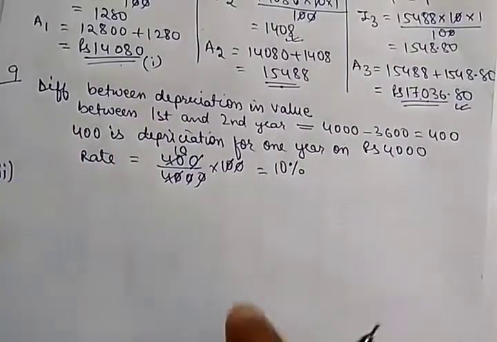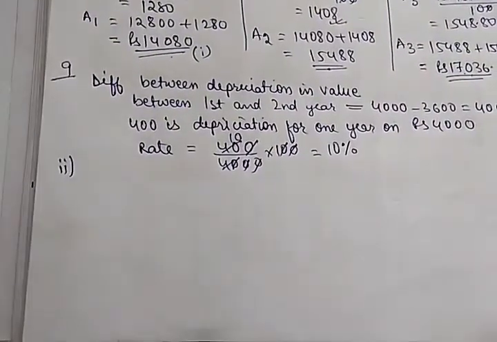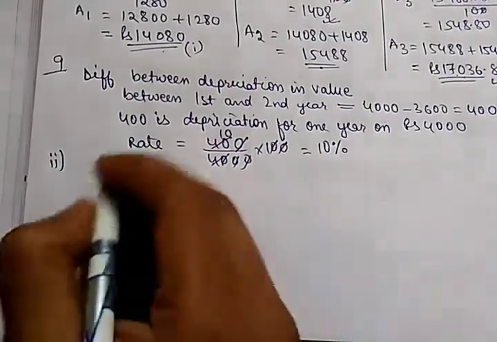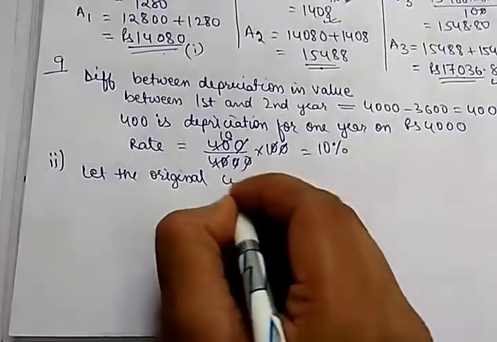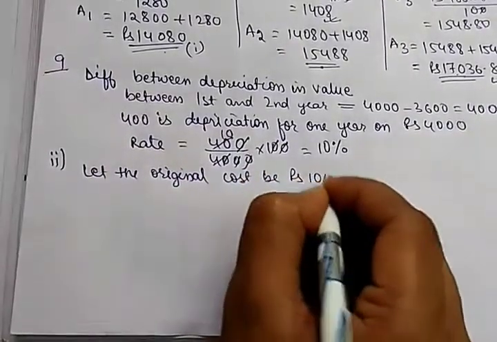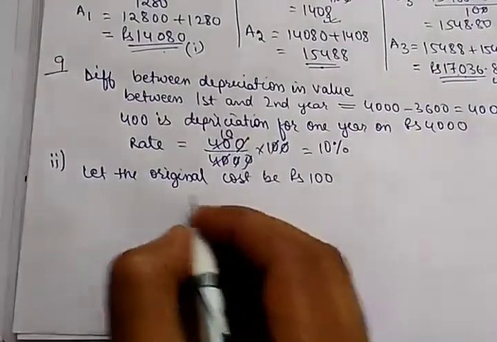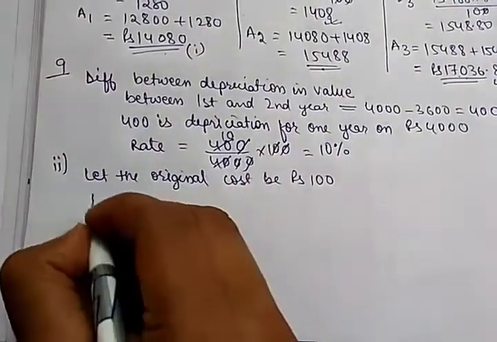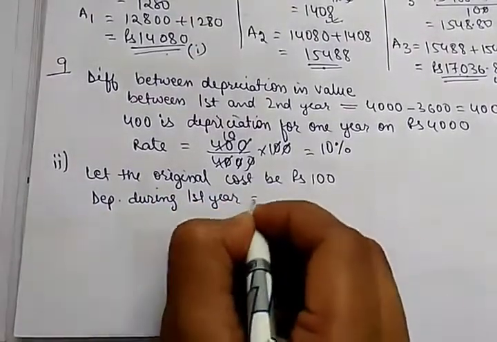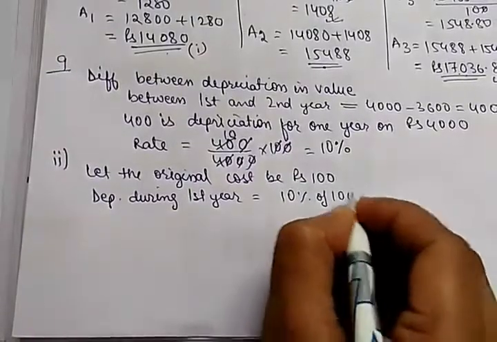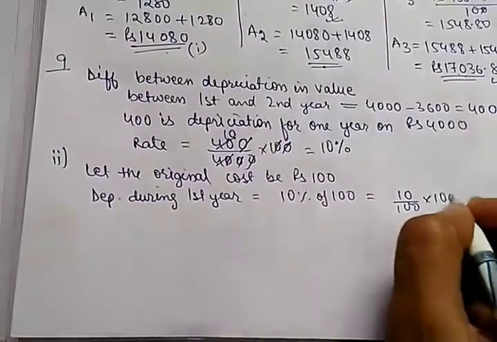Second part, the original sum of the machine. See, when finding the original sum, we always use this method. Let the original cost be rupees 100. So rate is 10%. So depreciation during the first year is equal to 10% of 100. That is the depreciation amount if this was the principal. So 10 by 100 into 100, that is rupees 10.